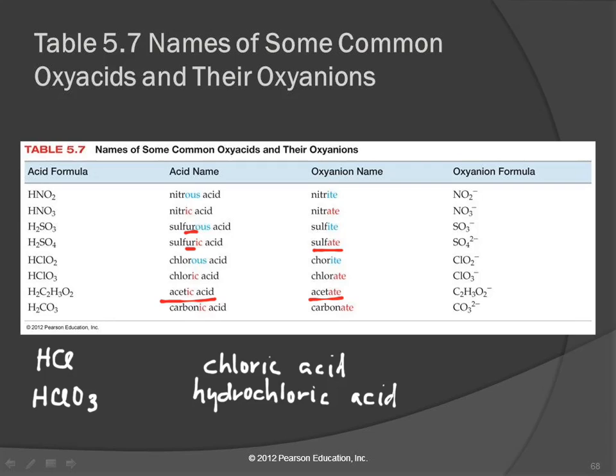So which one is hydrochloric acid? The top one. 2 elements. Hydrogen and chlorine, hydrochloric acid. The oxy acid is the chloric acid. So this prefix hydro is only for the binary acids, 2 elements. And again, it's just going to take some practice to learn those.